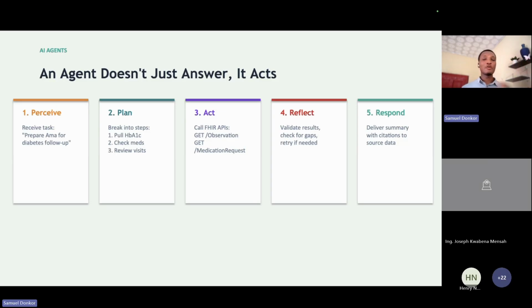The act is basically the tool calling, calling the relevant tools or endpoints to get information from, right? And then you reflect. So the model reasons about the data or the response that I got, making sure that there are actually no gaps, it's actually grounded, and then you deliver that in a response that makes sense and is suitable.